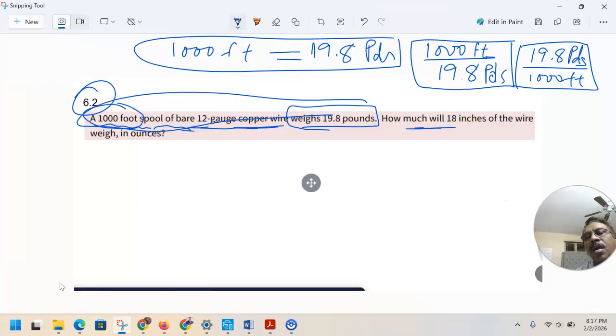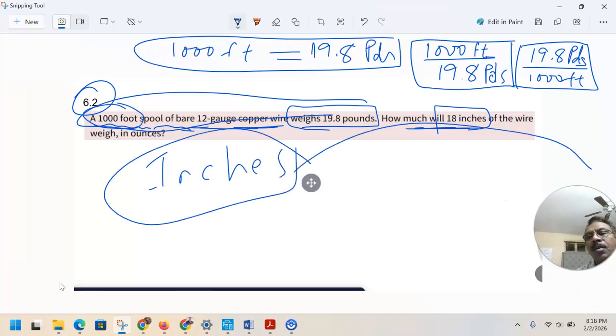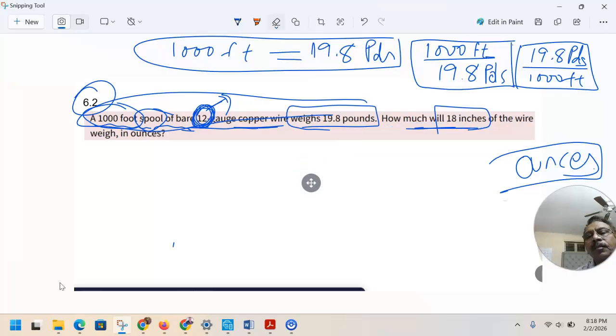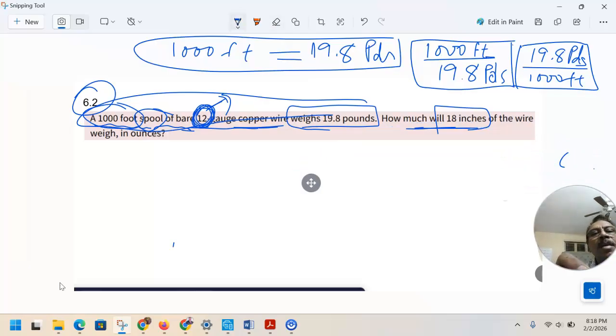Now the question is, how much will 18 inches weigh? That means our goal is to convert inches to ounces. The 12 in 12 gauge is not required. It is just given, it's how thick the wire is. And a spool is like a wheel where the wire is wound around it. So how do we do this? It can be done in different ways, but I would start with 18 inches. So we start with 18 inches.